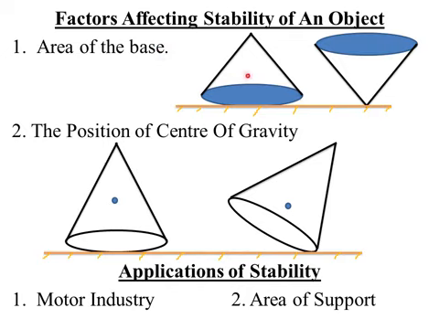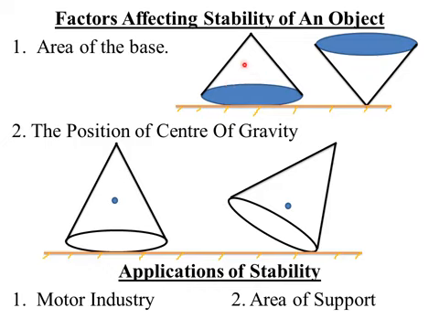So if a body is in stable equilibrium and the base area is large, it means that the line through the position of center of gravity of the body remains within the base, even if the body is tilted through a large angle. Therefore, a body with a broader base is more stable than a body with a narrow base. So we can conclude that the larger the base area, the more the stability of an object. Or we can simply say that the base area is directly proportional to the stability of an object.